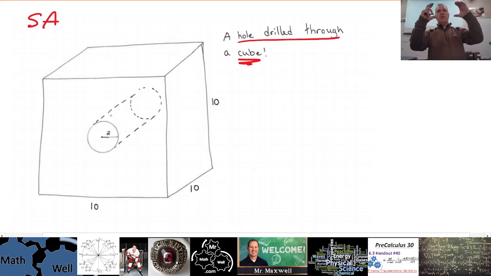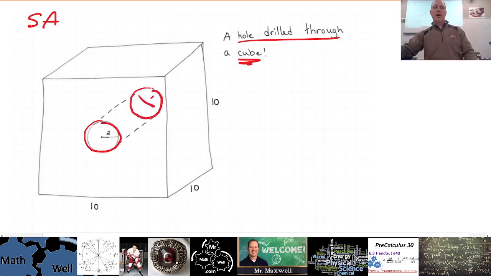Now, if you think about it, if you take that cube and you look through it, we're not going to have this circle. That circle is going to be removed. And so is this circle from the other side. That's not going to be there anymore, right? So we're definitely going to have to subtract the area of this circle twice. So minus 2 times the area of the circle. But what we're going to have to do now is add the inside surface area of this hole.